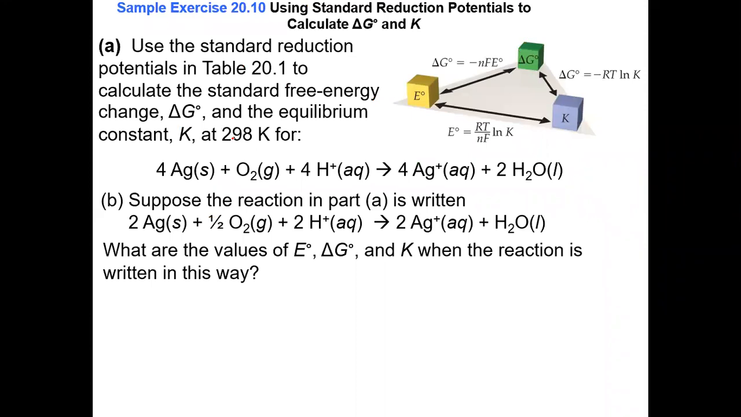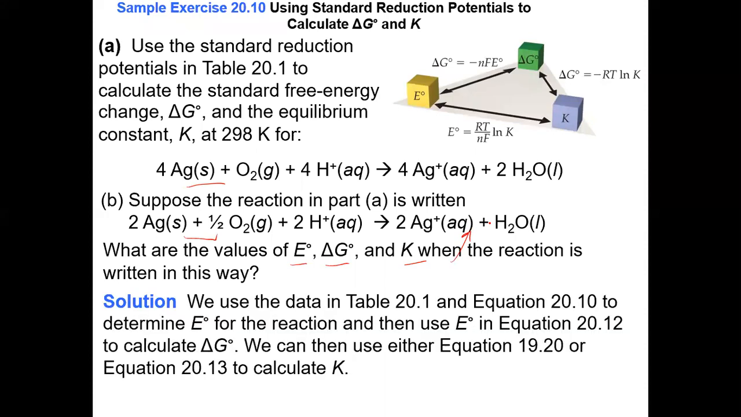Right. So for this next problem, you want to use those new equations to calculate a few things. Use the standard reduction potentials in the table to calculate the standard free energy change delta G and the equilibrium constant K at 298 Kelvin for this reaction. The second part is if we write this equation the other way, pretty much taking that equation divided by 2, what will be the new E, delta G and K for this one?